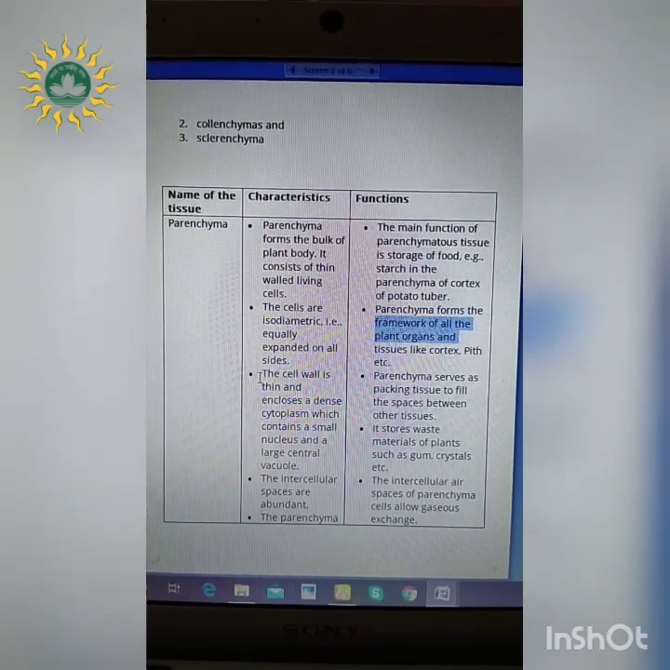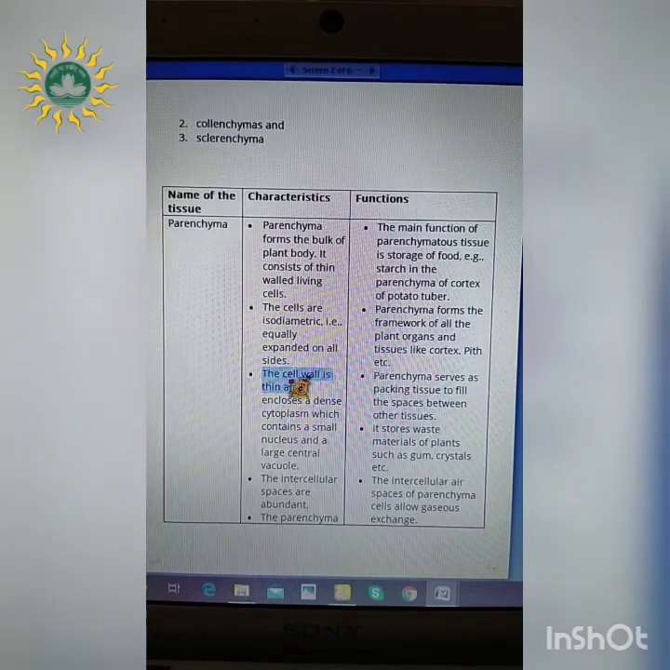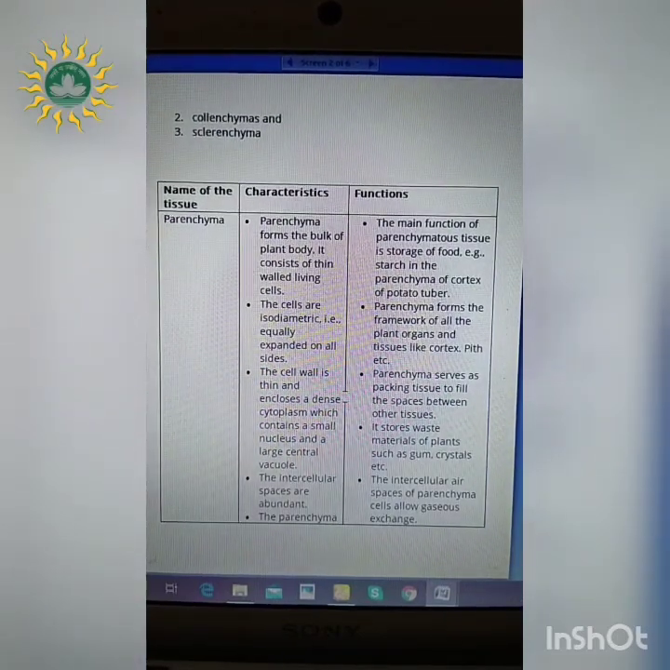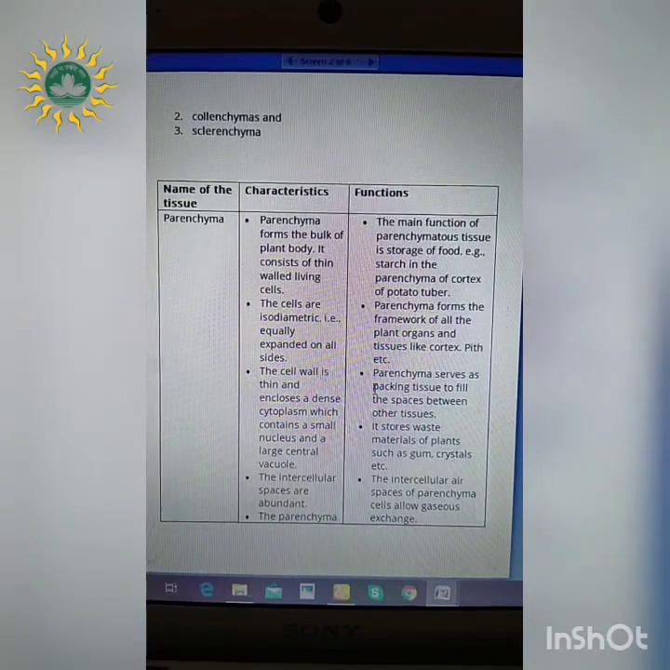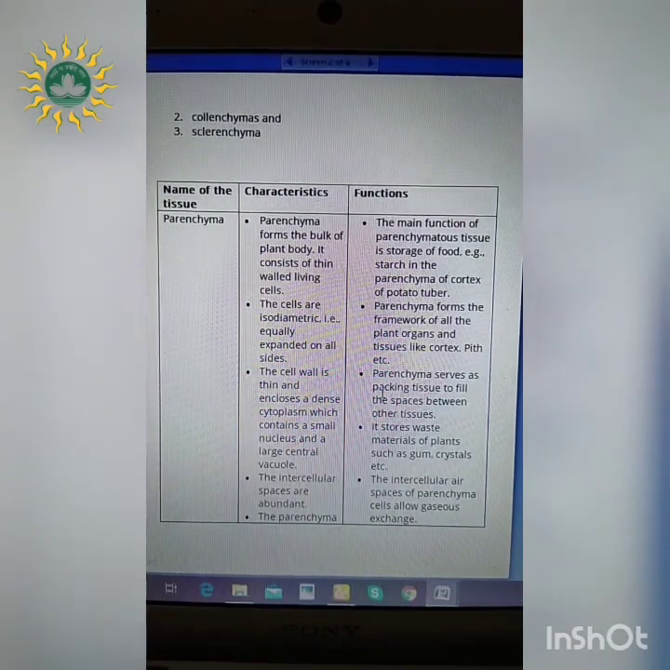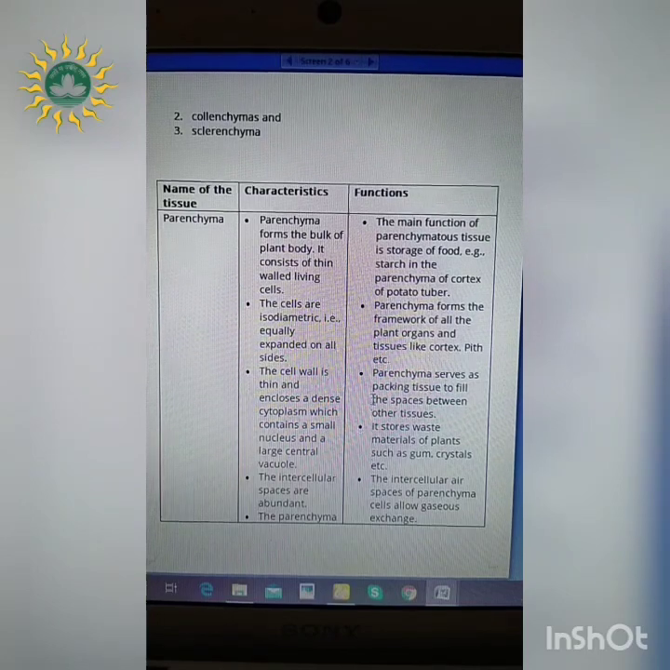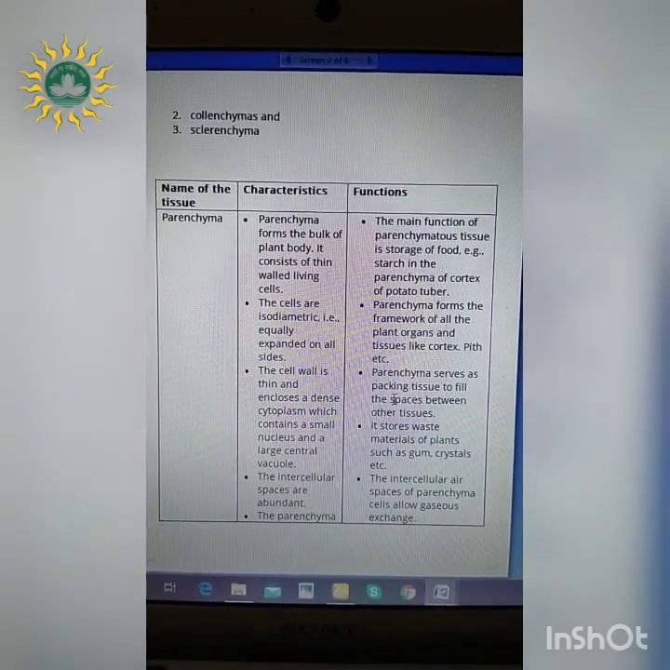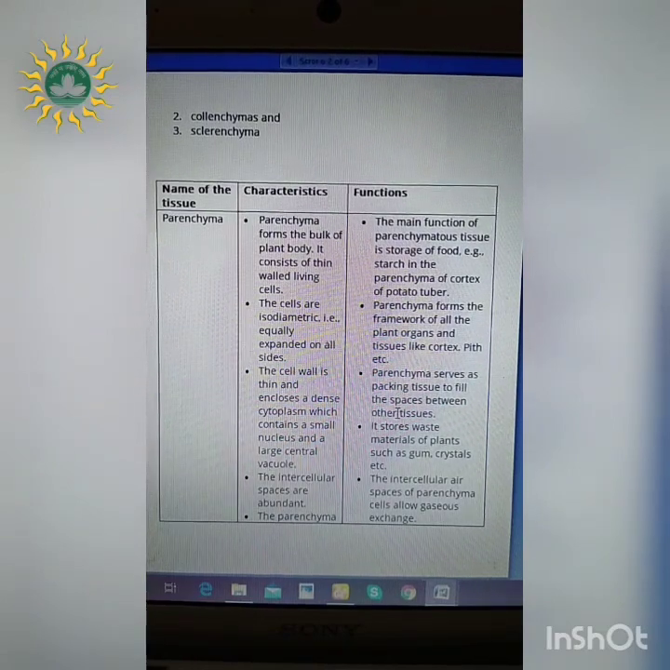Why? Because we have studied the cell wall is thin, so the cell wall is present, and we know the cell wall provides a skeletal framework. Next, the parenchyma serves as a packing tissue to fill the spaces between other tissues. Why packing tissue? Because we have studied that this parenchyma consists of intercellular spaces.